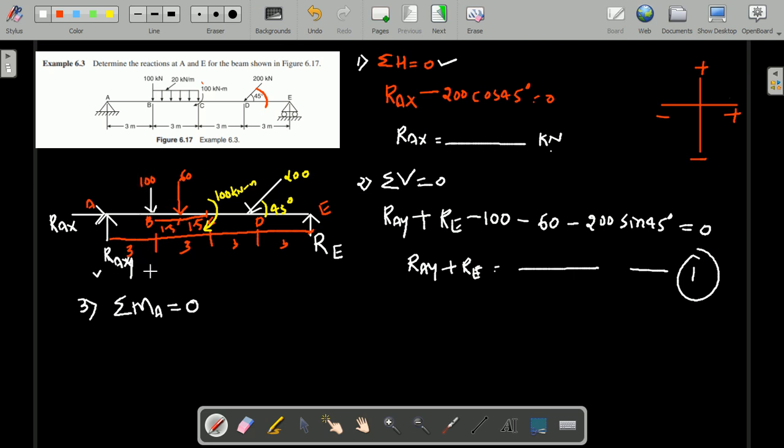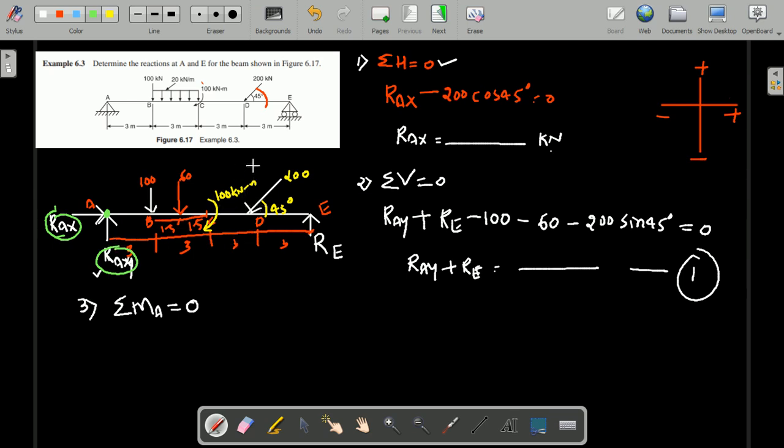Force into perpendicular distance. Now we are taking the moment exactly at point A, and RAX and RAY are passing through the point A only. There is no perpendicular distance, or the perpendicular distance is 0. Therefore, we are not getting the moment due to RAX and RAY, because they act at the same point where we are taking the moment.